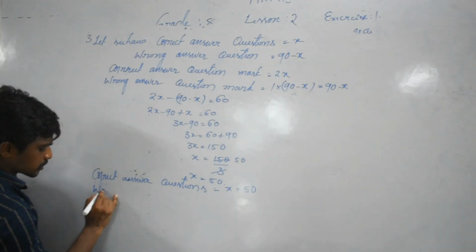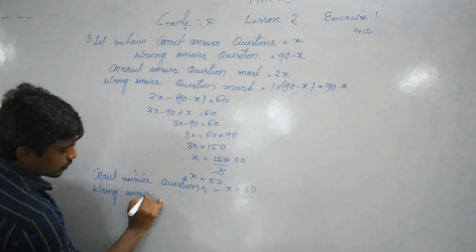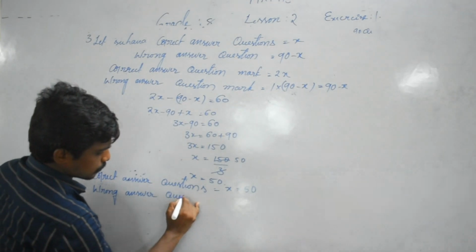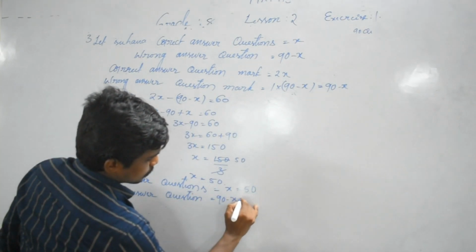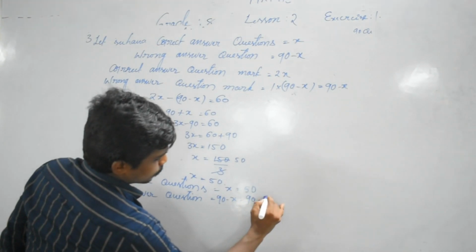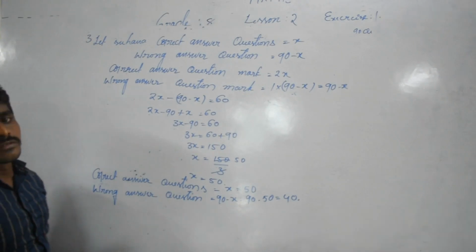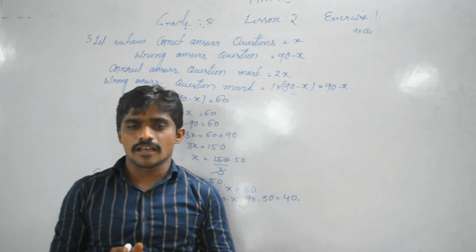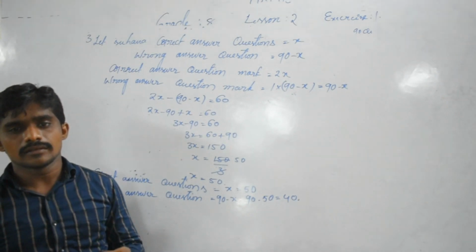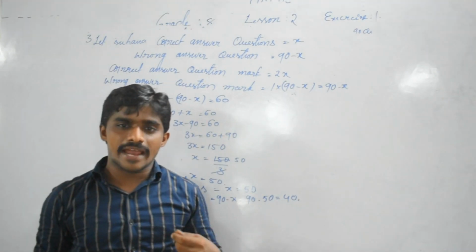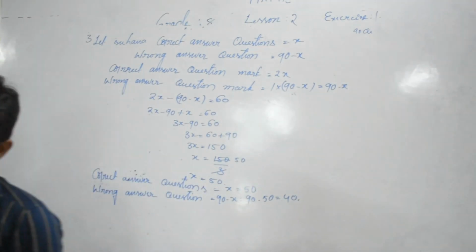Wrong answer questions: 90 minus x, so 90 minus 50, that is 40. So there are so many example problems. I said only one problem remaining. The remaining problems you practice at home and try to understand. Next one.